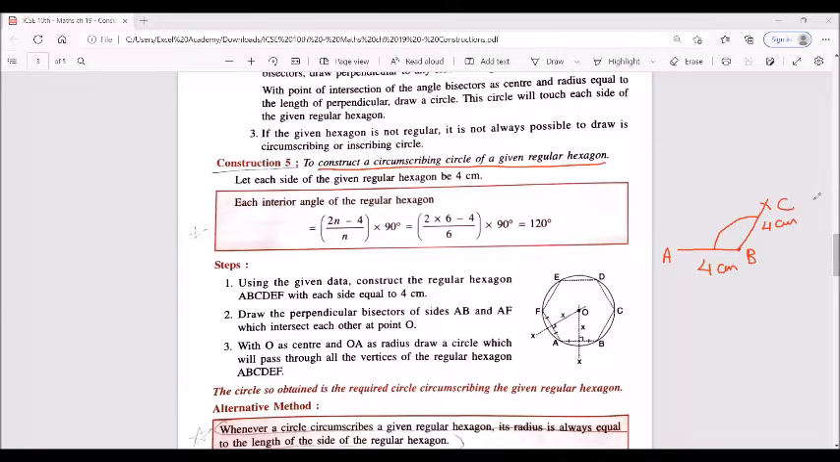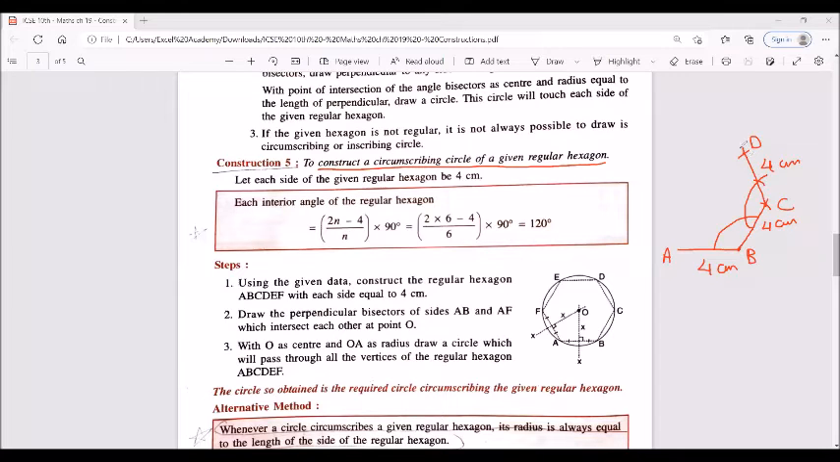Right? Again, you put the protector on C. You measure the angle from BC like this, again anti-clockwise, and cut an arc here. This will be again 4 centimeters. This is D. Are you getting my point, everyone?